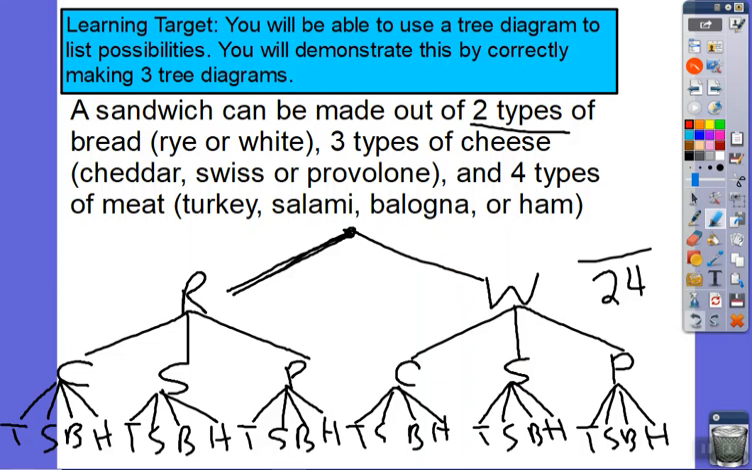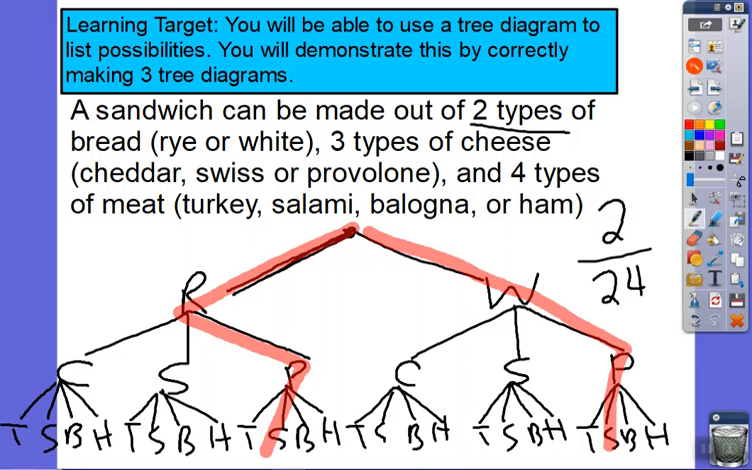So what they might ask is they might say, how many of these sandwiches have provolone and salami? So I would come down this way, provolone and salami. There's also one over here, provolone and salami. So there are 2 sandwiches out of these 24 that are provolone and salami. Just a very nice visual way to see all the different combinations that are possible.